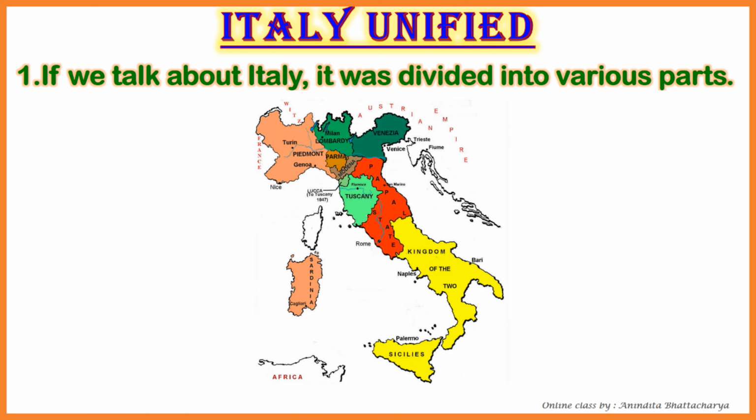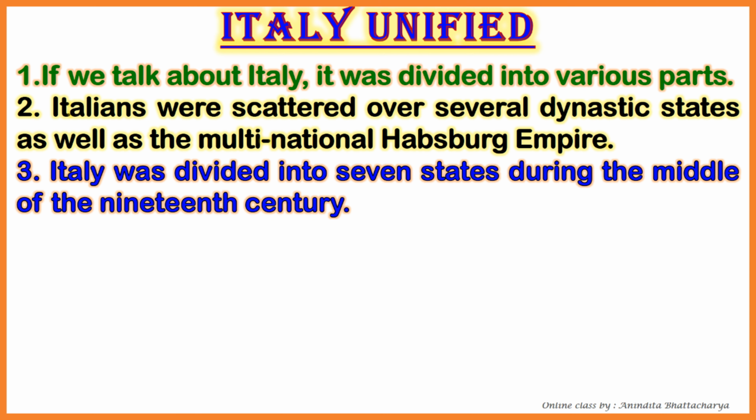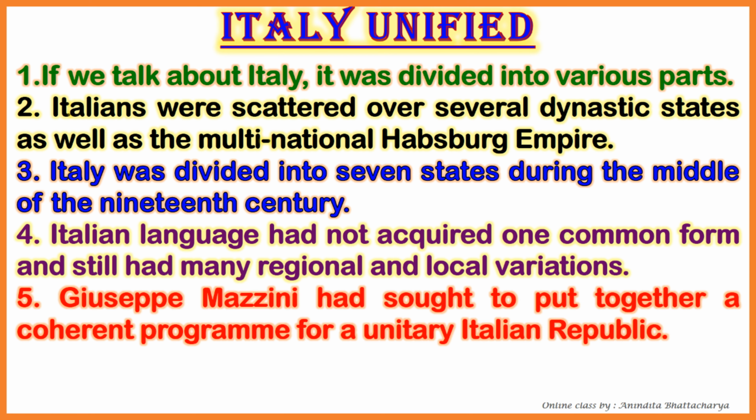If we talk about Italy, it was divided into various parts. Italians were scattered over several dynastic states as well as the multinational Habsburg Empire. Italy was divided into 7 states during the middle of the 19th century. The Italian language had not acquired one common form and still had many regional and local variations. Giuseppe Mazzini had sought to put together a coherent program for a unitary Italian republic.